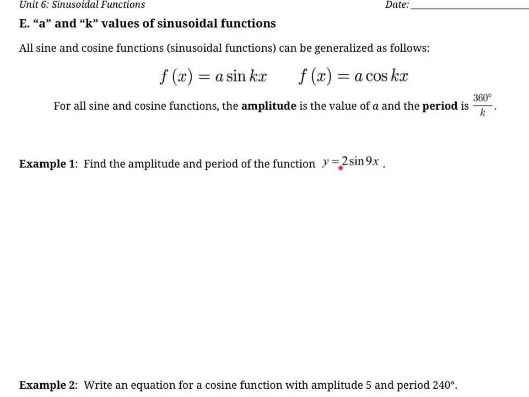So we have an A value of 2 and a K value of 9. So that A value of 2 means that this is going to have a vertical stretch by a factor of 2. And this K value of 9 means we have a horizontal compression by a factor of 1 over 9. So all of our x values are going to be divided by 9. So if our A value is 2, we know that's a vertical stretch, but that also means that this is our amplitude. Because A is equal to 2, this implies that our amplitude is also equal to 2.